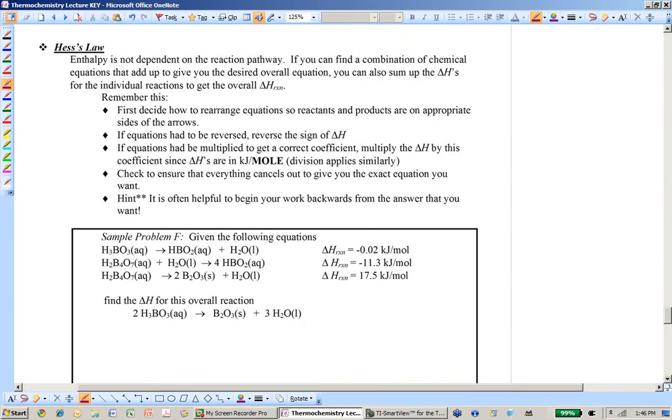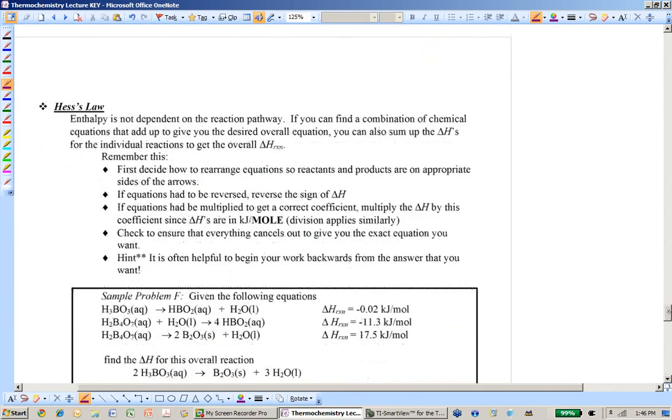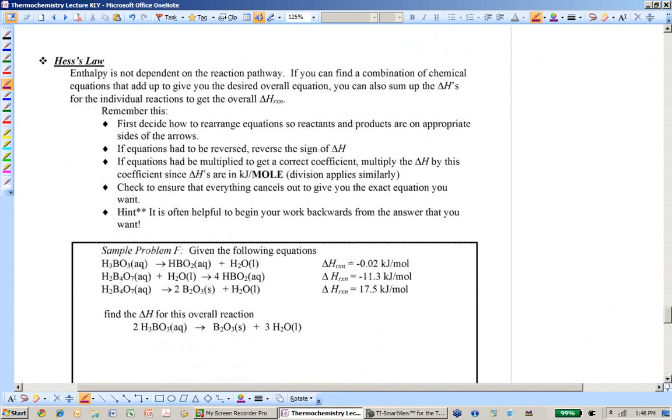Now, this one is the other way to do Hess's law. Hess's law works also with systems of equations. So enthalpy is not dependent on the reaction pathway. If you can find any combination of chemical equations that are going to add up to give you your desired overall equation, then you can also sum up the delta H's for the individual reactions. So I want you to go in your brain right now to that part of algebra, especially algebra 2, where you learn to solve systems of equations.